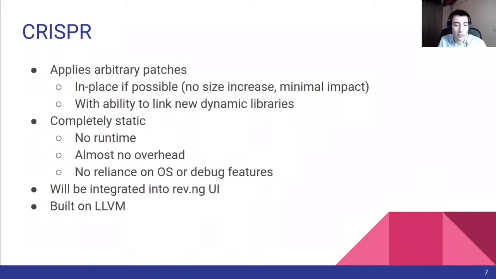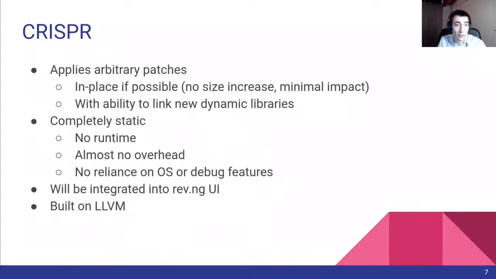Now, Crispr is a tool that applies arbitrary patches to binaries, and it does so in the least invasive way possible. So if possible, it does it even in place, just as it would manually. And this means that there is no size increase and minimal modifications to the binary. But it also supports some advanced features, such as the ability to link new dynamic libraries together with your patch.